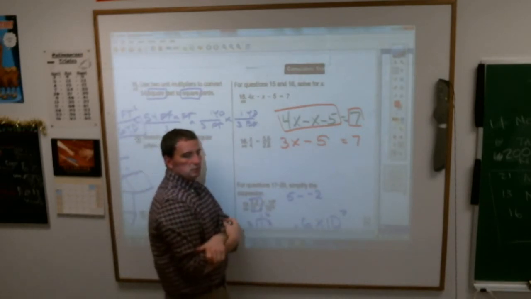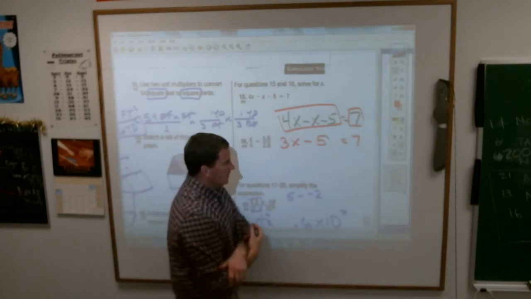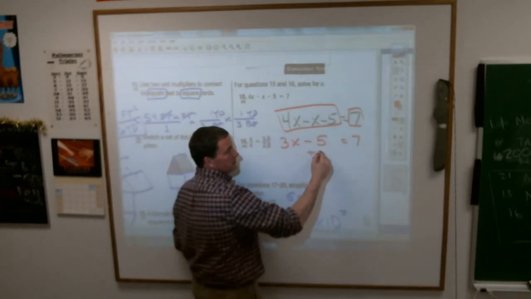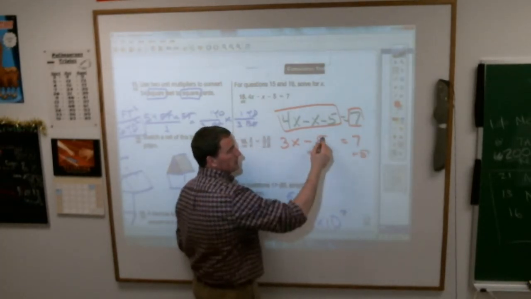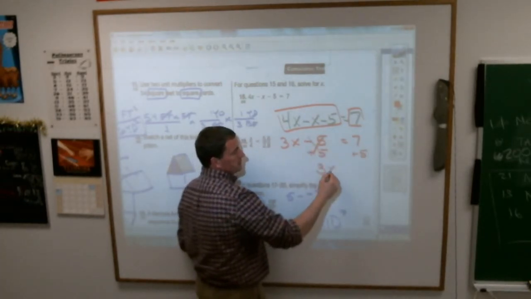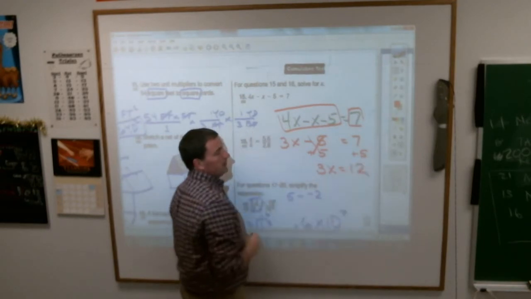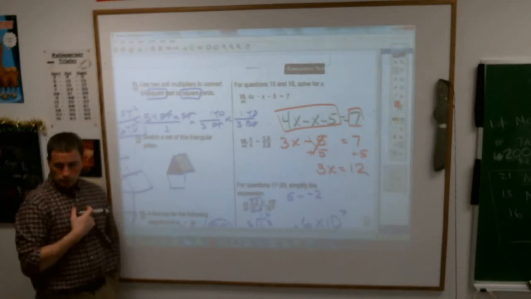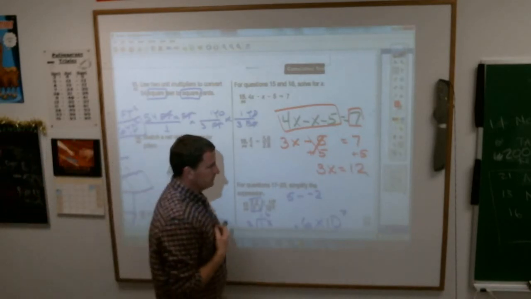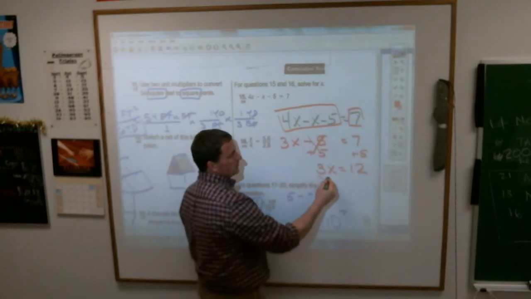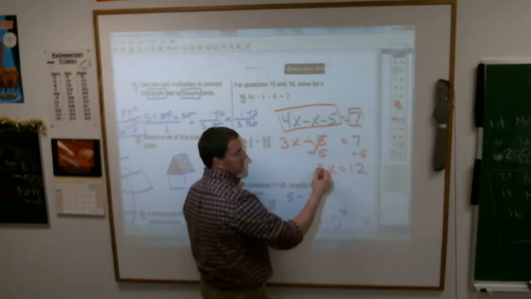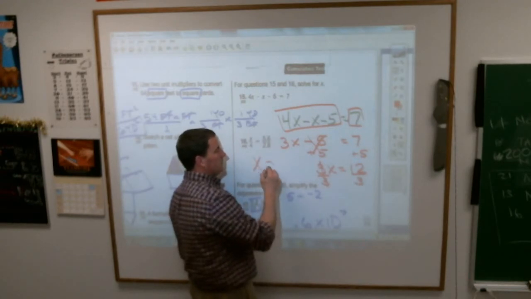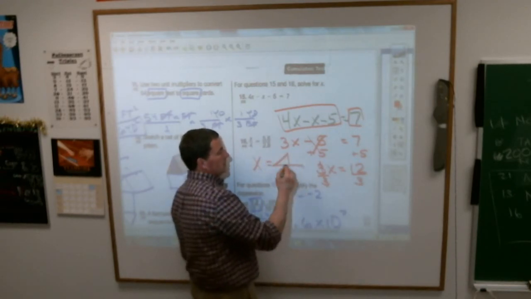Which means I need to do what? Sammy? Right, do the opposite. I want to get rid of this minus 5, so I do the opposite to both sides, which is add 5. So now I have 3x equals 12. And generally, the last step in any solving of equations is to, Evan? Divide out what's in front of the x. Do the opposite. That's times, so I divide. x then is 12 divided by 3.